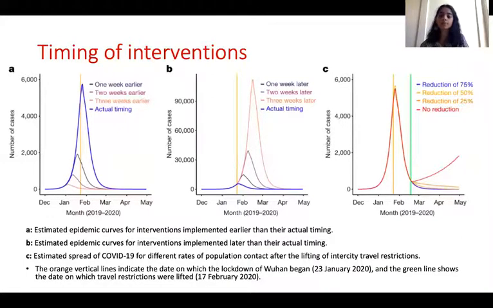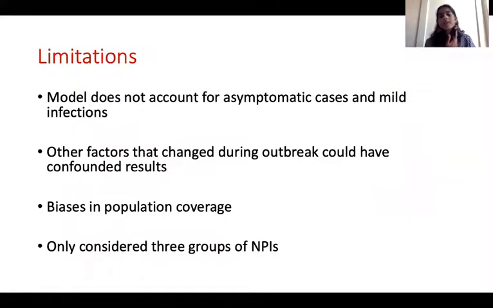So with Lai et al., some of the limitations that I found and that they discuss in their conclusion are that the model doesn't account for asymptomatic cases and mild infections. They really only consider the symptomatic cases, which is taking away a really important part of the population, because with COVID, a lot of cases are asymptomatic, so they aren't necessarily accurately measuring the number of cases. Also, other factors could have changed during the outbreak, and that could have confounded results. So seasonality, humidity, other factors that weren't necessarily NPIs that they consider could have definitely affected the number of cases, and that's a little hard to control for.